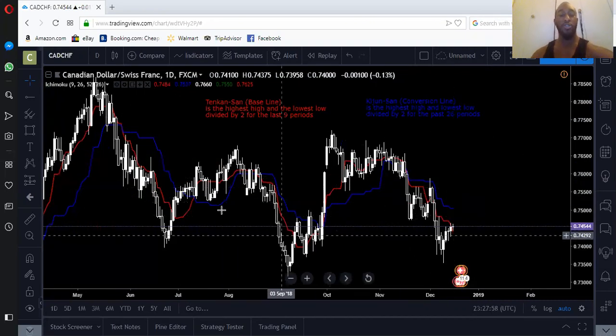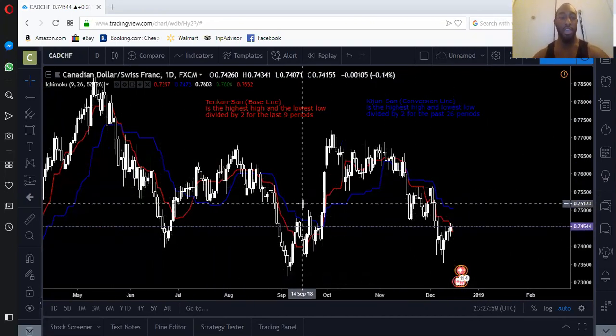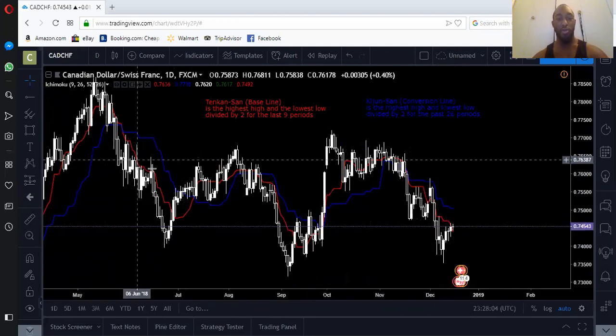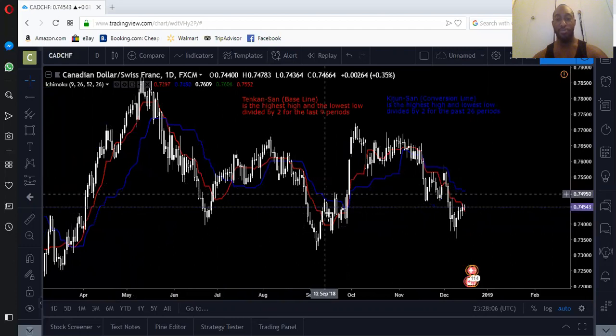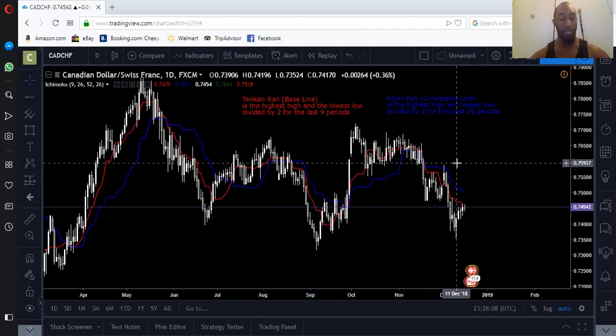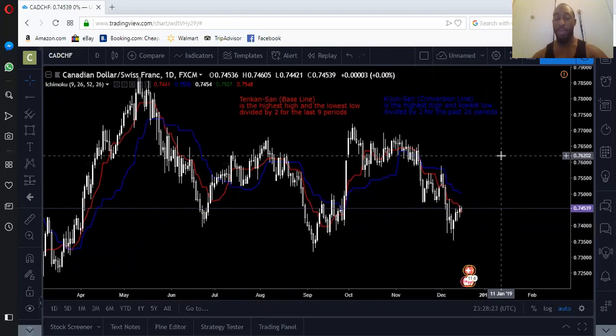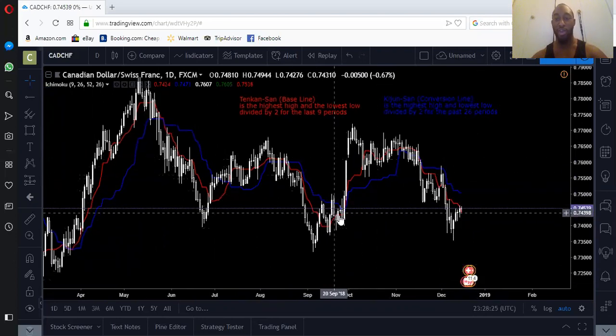But honestly, you could just leave these on here and trade Ichimoku like this, without the cloud or any extra indicators. I want to show you some secrets today with the Ichimoku system on the Tenkan-sen and the Kijun-sen. A lot of people don't know this because they're not familiar with this style of trading.